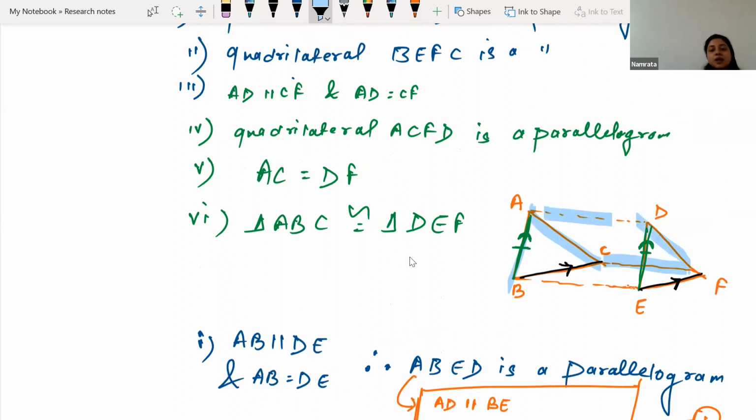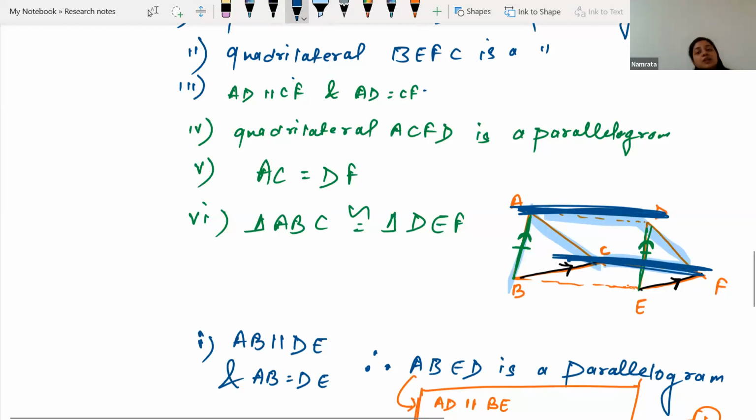ADCF is a parallelogram. Now in the third part we are saying that AD is parallel to CF. This AD and CF are parallel, and in the third part we have also proved that AD and CF are of same length. So from part 3 we can say that it's a parallelogram.